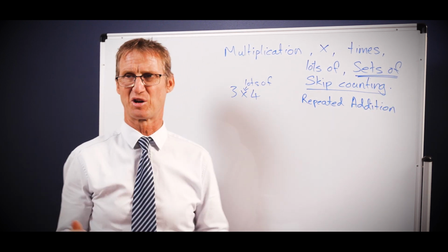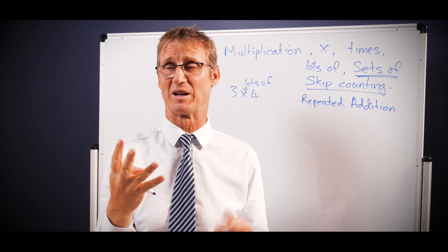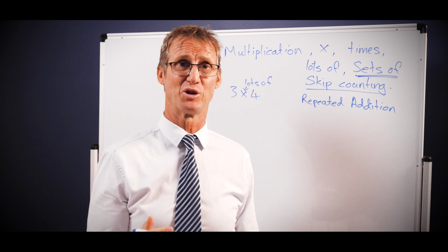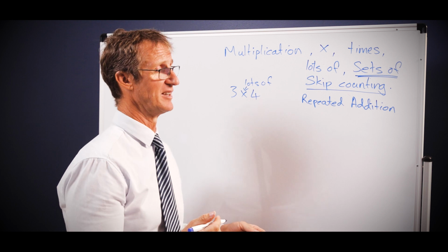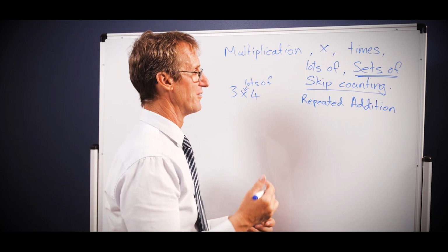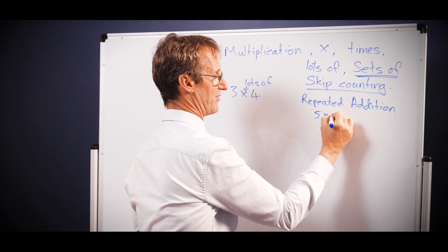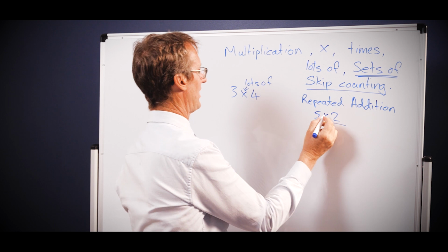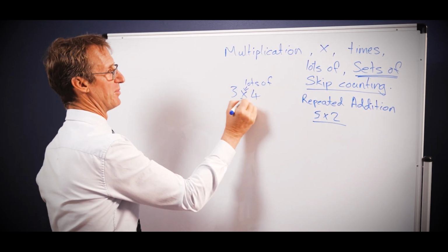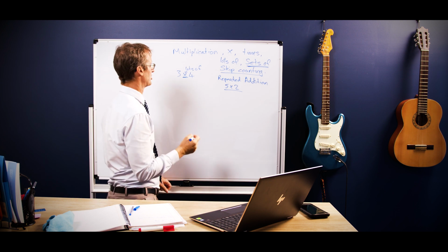I explained it to children that you wouldn't want to have to go to a shop and say, can I have 2 plus 2 plus 2 plus 2 plus 2 shoes, please? Instead, you would say, can I have 5 pair of shoes or 5 twos of shoes? 5 lots of 2. So we're talking about this here, this symbol, as lots of. And that's the language I'd use with children.